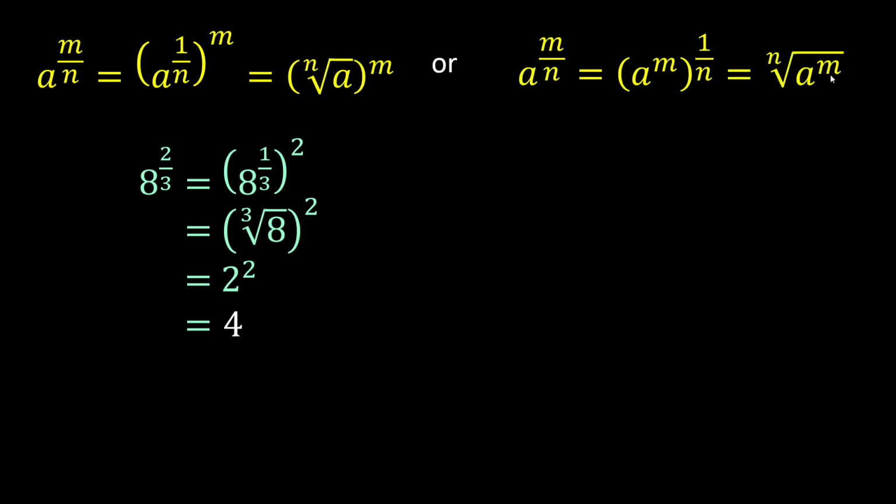So that means that what we'll have is the power on the inside, and then after we've found the inside, we will find the nth root. So let's use the same example again: 8 to the power of 2/3.